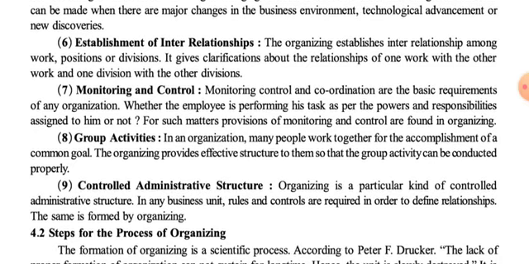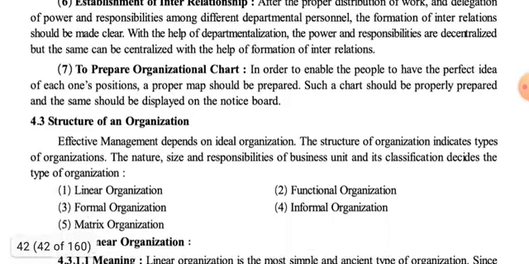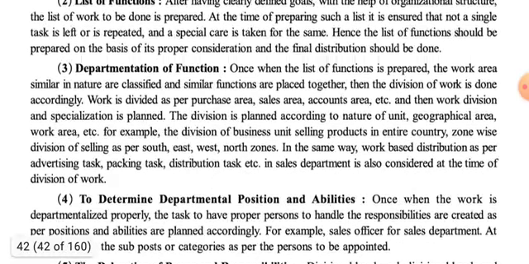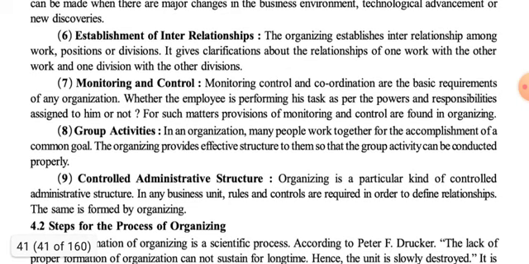So with this particular point, we are concluding our session over here. Now there are only 2 points left, that is group activities and controlled administrative structure. And the steps of the process of organizing, that are basically 7 steps, we will discuss in the next lecture itself. Thank you very much, class.